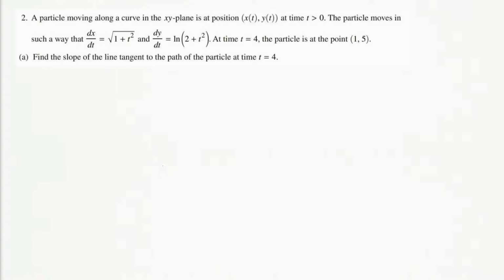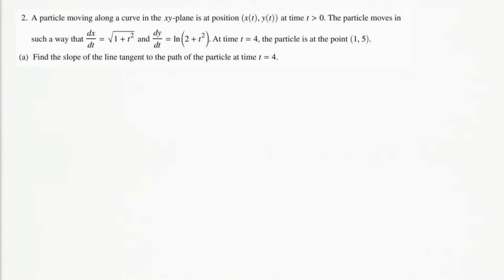The question reads, a particle moving along a curve in the xy plane is at a position x of t, y of t at time t is greater than 0. The particle moves in such a way that dx dt is equal to square root of 1 plus t squared, and dy dt is equal to the natural log of 2 plus t squared. At time t equals 4, the particle is at 0.1, 5.